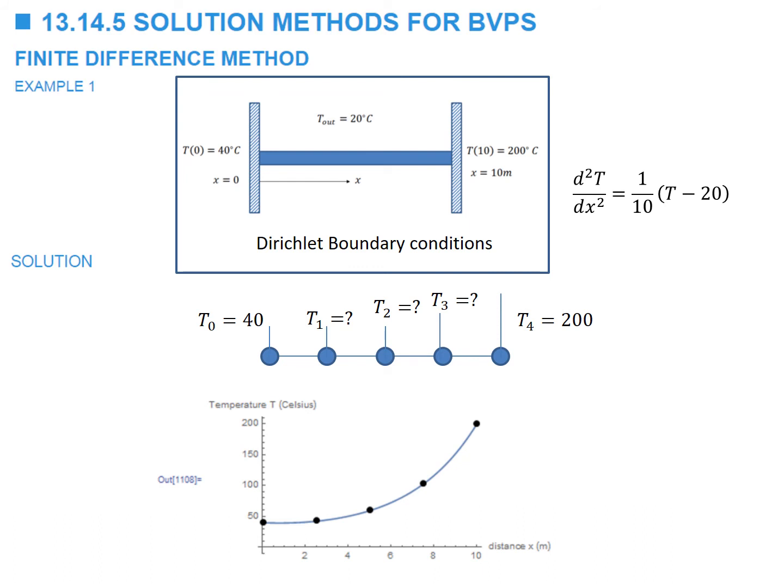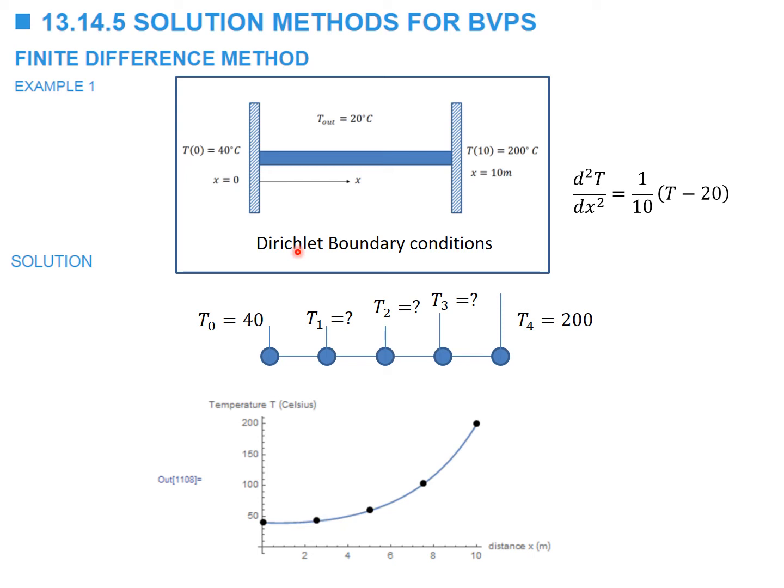The blue line is the exact solution. The black dots are the values that were obtained. These are, of course, the boundary conditions, and the middle ones are the values obtained using the numerical solution. You can see that the numerical solution matches really well with the exact solution.